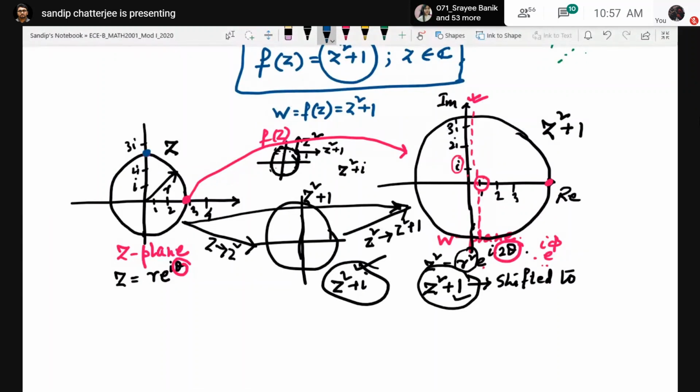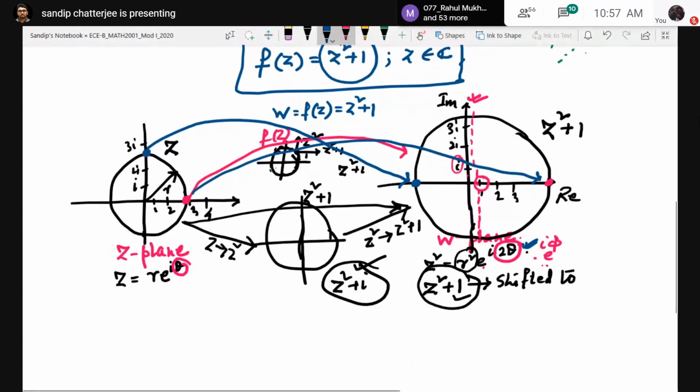Pi by 2. So in this circle, where this blue 90 degree point will move? 90 will move to pi, because the angle is getting doubled. The argument is getting doubled, and it will be on a circle of radius r square centered at 0. That means now the image of this point will be this one.